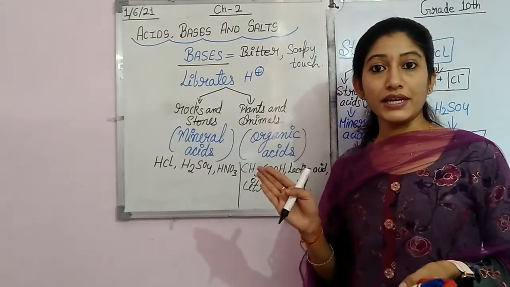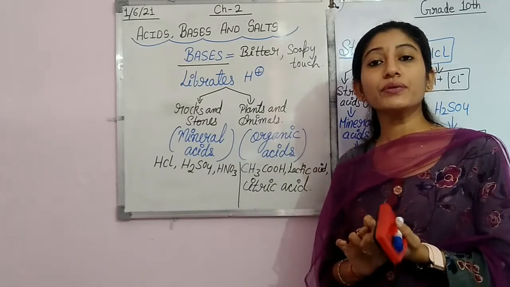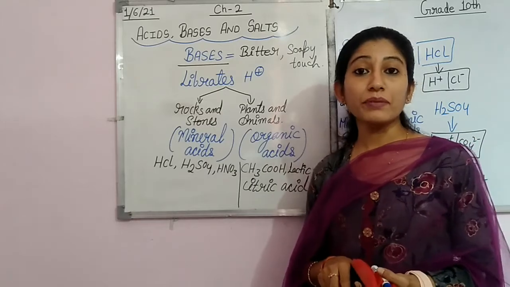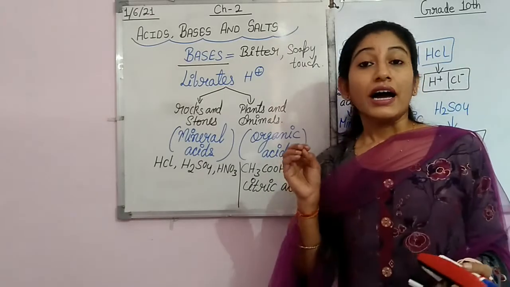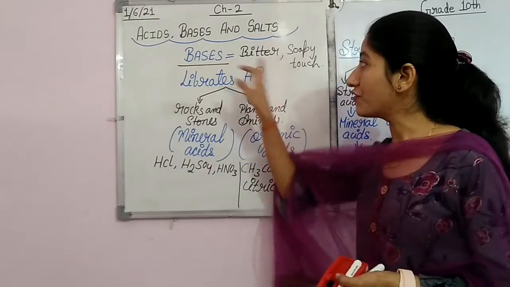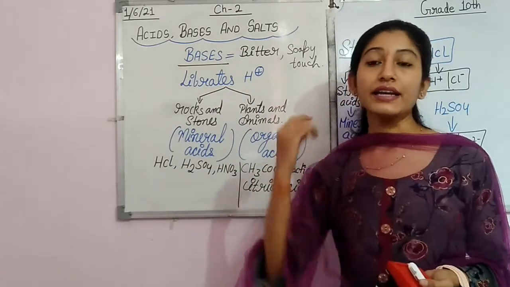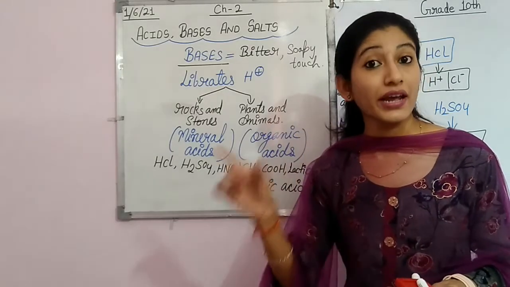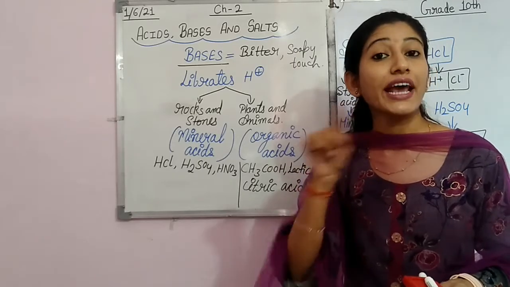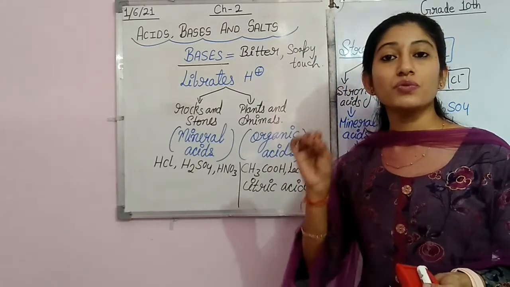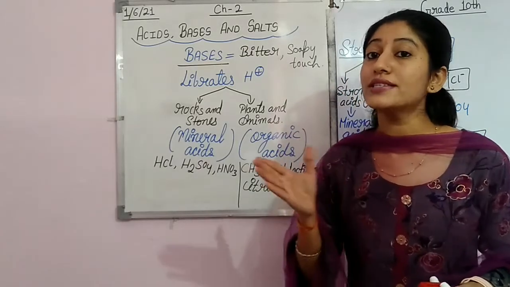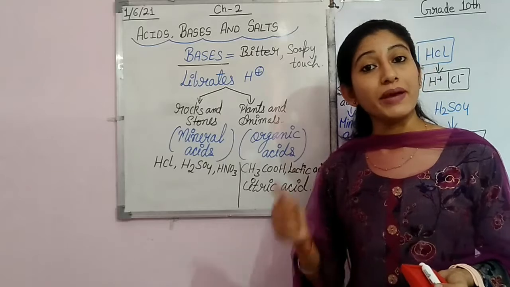Now students, this we have said simply according to the physical appearance. Now according to the definition, or in terms of chemistry, how will we come to know about a base? Again, as we have given the definition of acids, we will also give the definition for bases. A substance which liberates OH negative ions when dissolved in aqueous solution is called a base.